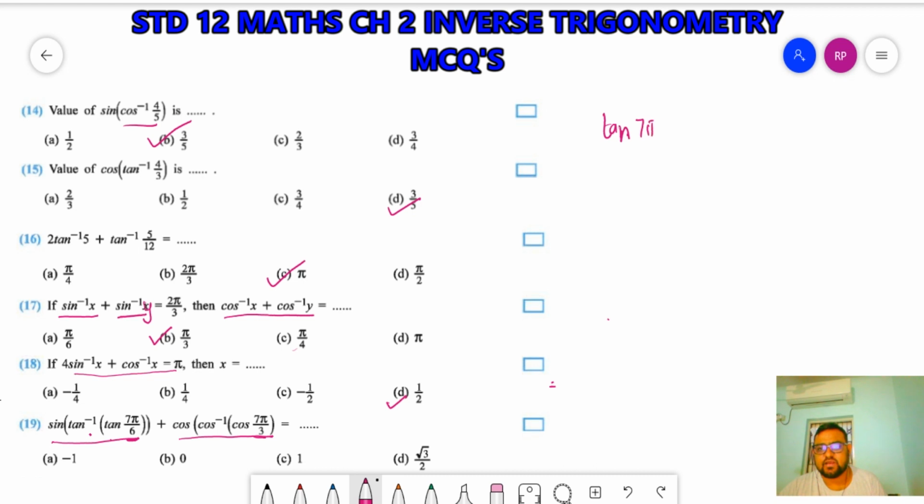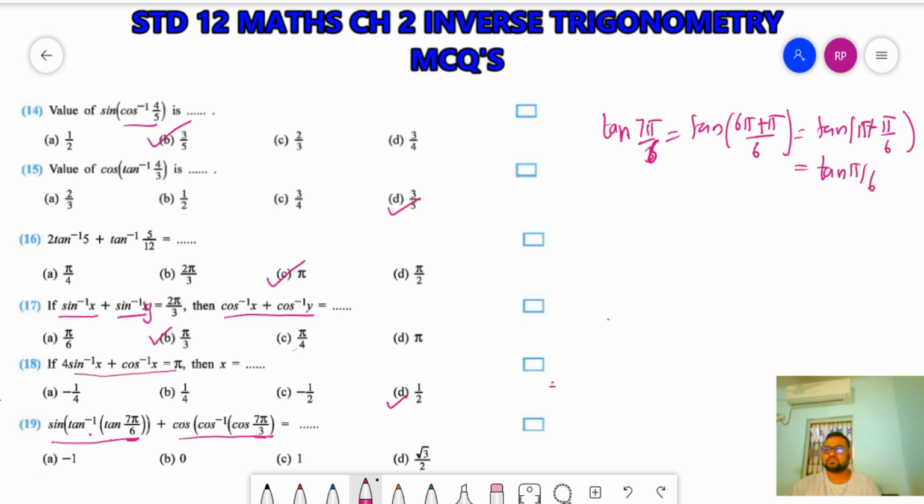Tan 7 pi by 3 equal to tan. Multiple of 3 near to 7 is 6. So 6 pi plus pi by 6, sorry, it's 6, not 3. So this will be equal to tan of pi plus pi by 6. Okay, third quadrant, positive, so it is tan pi by 6.